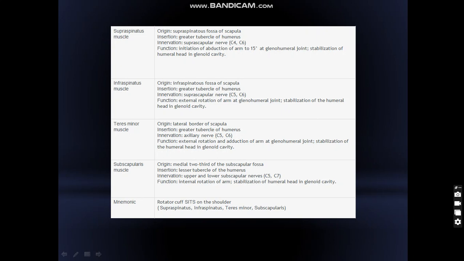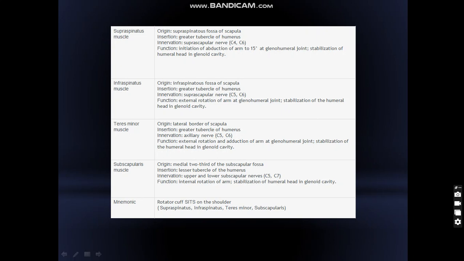Teres minor muscle. Origin, lateral border of scapula. Insertion, greater tubercle of humerus. Innervation, axillary nerve C5 C6. Function, external rotation and adduction of arm at glenohumeral joint. Stabilization of the humeral head in glenoid cavity.